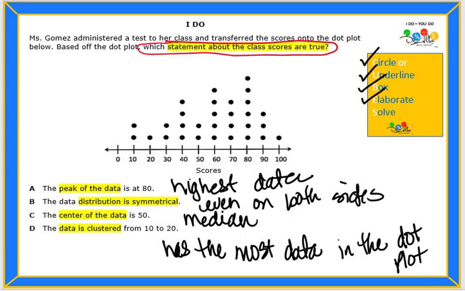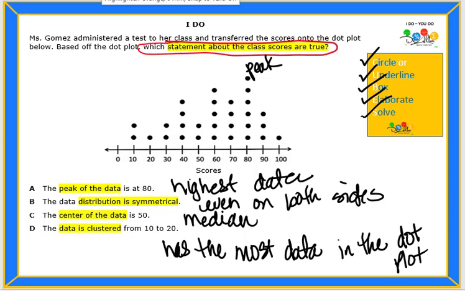Our final step is to solve the problem. So we start with the first one. The peak of the data is 80. So our peak is 80, but let's just continue just to be sure. The data distribution is symmetrical.